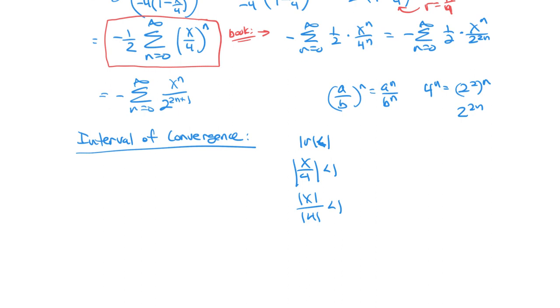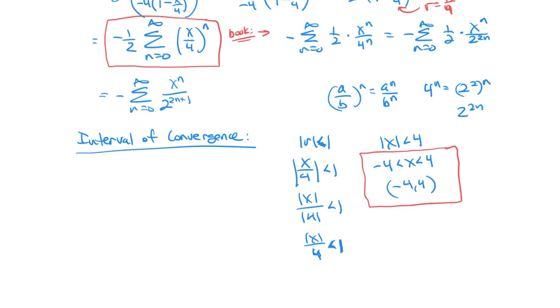And the absolute value of 4 is really just 4, right? Again, I'm putting every step in here. You definitely don't need to do that. From here, I'd multiply each side by 4, so I would get the absolute value of x is less than 4. Then from there, we could rewrite this as x being between -4 and 4, or if you prefer, interval notation. Either of these solutions is okay. They both say the same thing, and that's the interval of convergence.